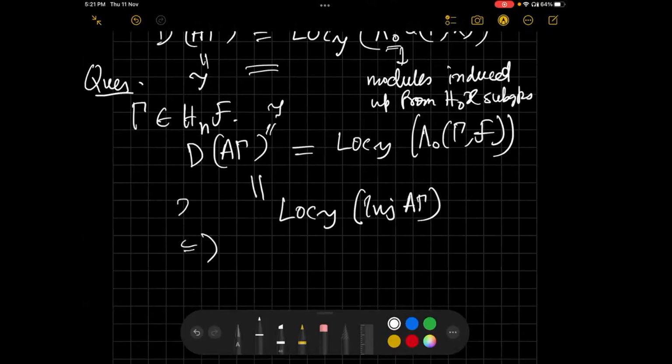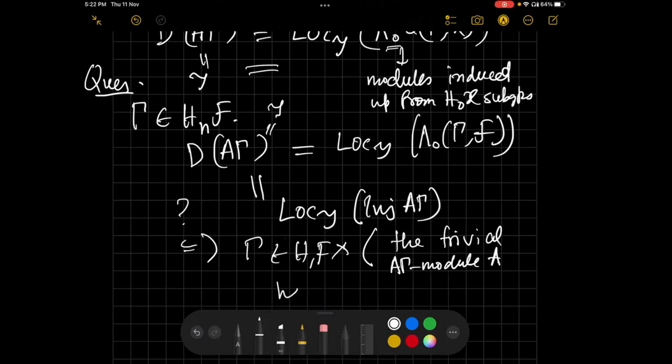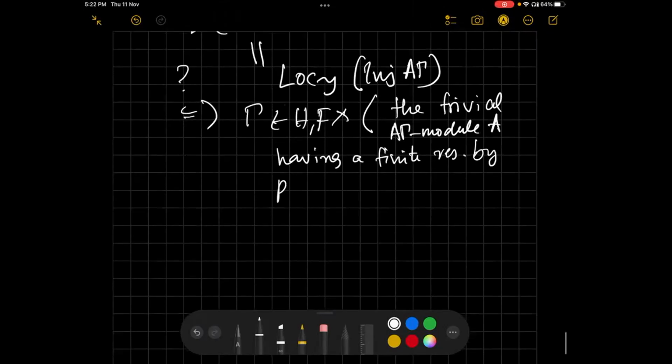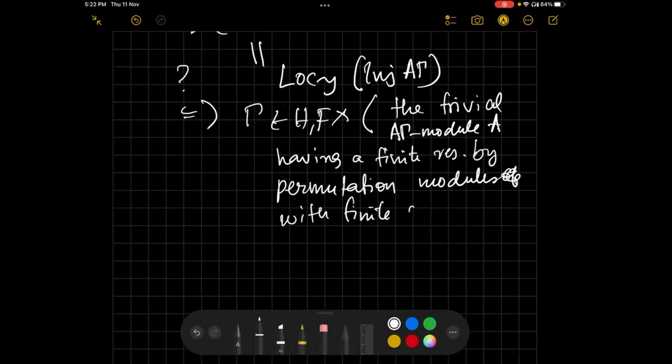Can that imply something like, well, I'm not going to say this, but I'm going to say something like the trivial Gamma module A having the old condition, finite resolution by, well, again, something like permutation modules with, let's say, finite stabilizers, or not exactly this, but something like it. So yeah, this is a nice area to end.